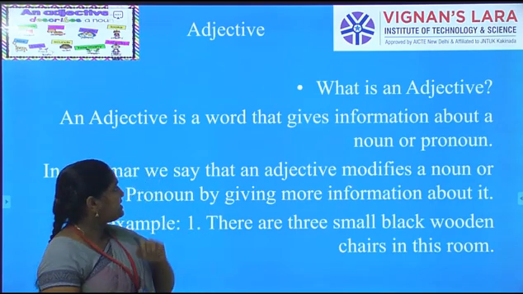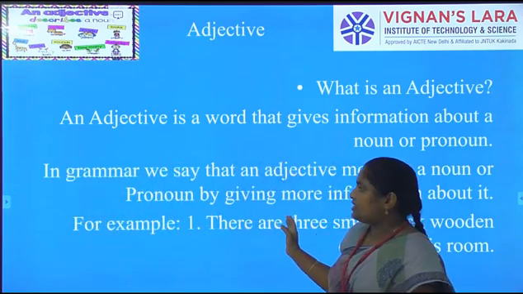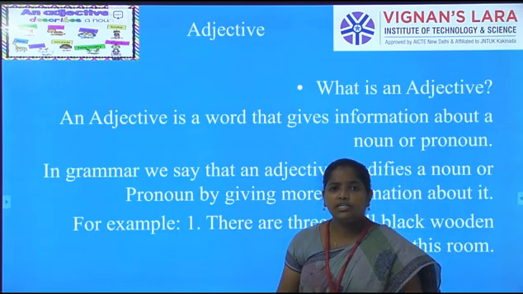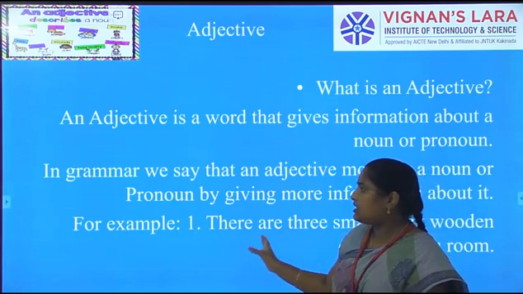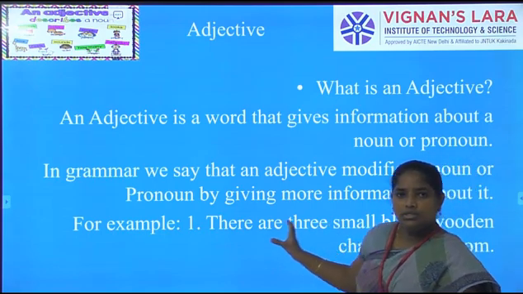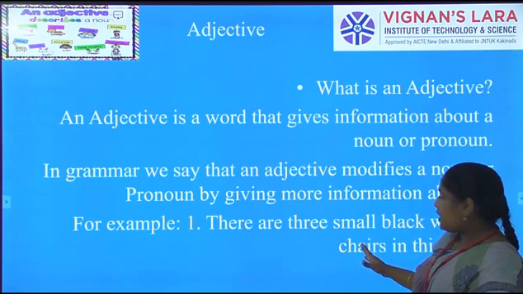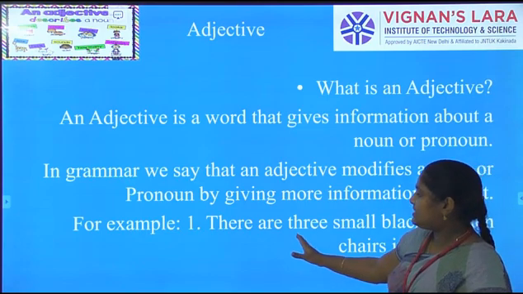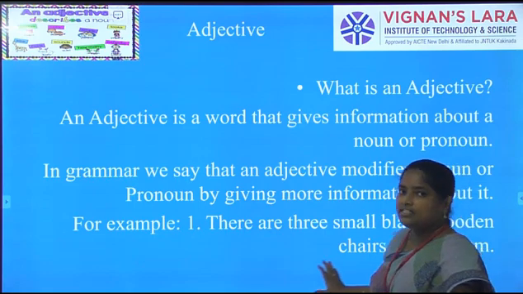So, what is an adjective? An adjective is a word which gives information about the noun or pronoun. In English grammar, an adjective modifies a noun or pronoun by giving information about the particular thing. For example, there are 3 small black wooden chairs in this room.